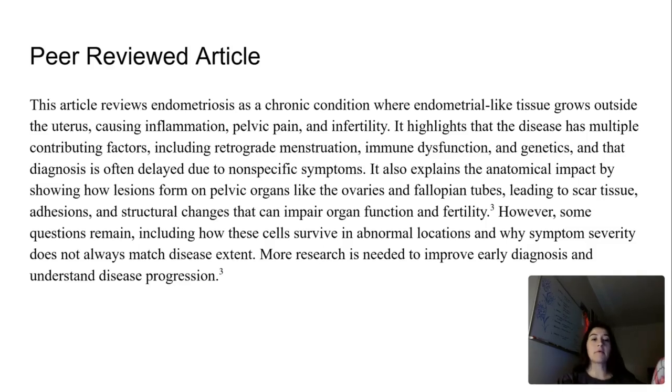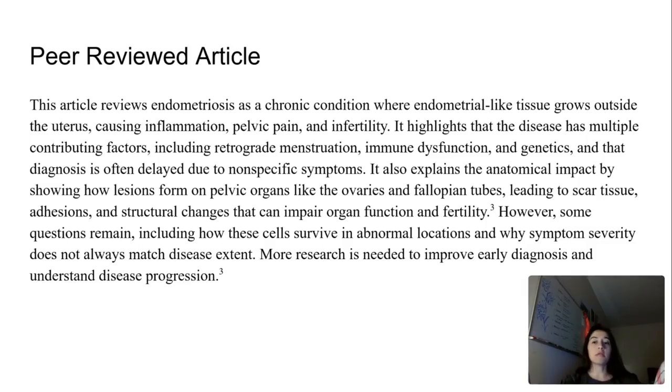So the third article or the third reference that I was reviewing really was able to express that endometriosis is a chronic condition that's going to cause this abnormal tissue to grow outside of the uterus, and is going to cause things like inflammation and infertility to those who experience it. And this disease has multiple contributing factors. This is going to include that retrograde menstruation, immune dysfunction, and genetics, and that diagnosis is often going to be delayed due to several nonspecific symptoms.